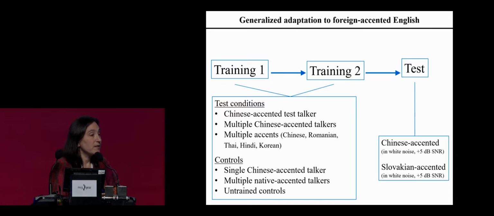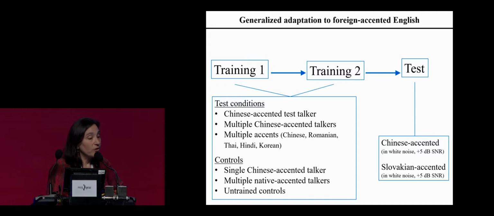And here we're exposing the listeners to multiple accents, so they get exposed to Chinese, Romanian, Thai, Hindi, and Korean-accented English during training. And then they're tested on one of the accents included in the training, so Chinese-accented, and then an entirely novel accent, Slovakian-accented English. So here we're looking for both talker-independent, it's a novel talker at test, and accent-independent adaptation.